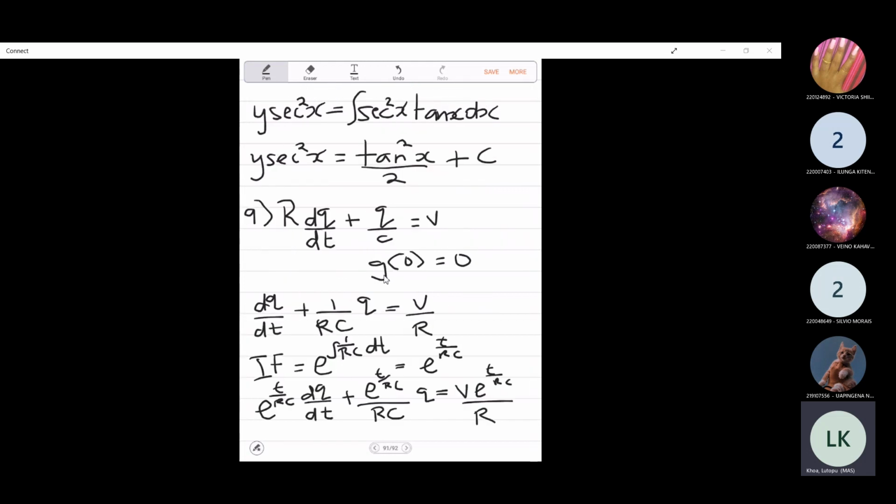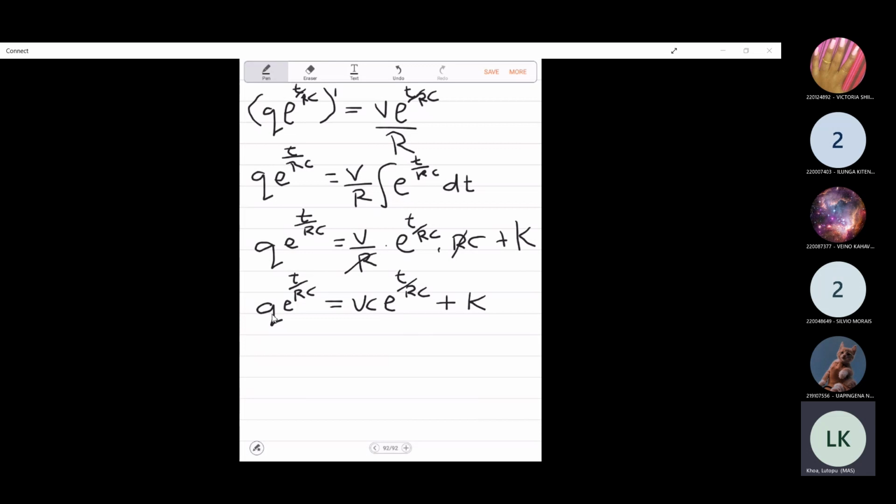Then remember we were given some initial conditions. Here I wrote G, but I meant Q. Okay, so now we just substitute. Q is 0 and t is 0. So on the left hand side we will have 0. And then here we will have VC, and this is 0, so e to the power of 0 is just 1. So VC plus k, which means k is equal to negative VC.